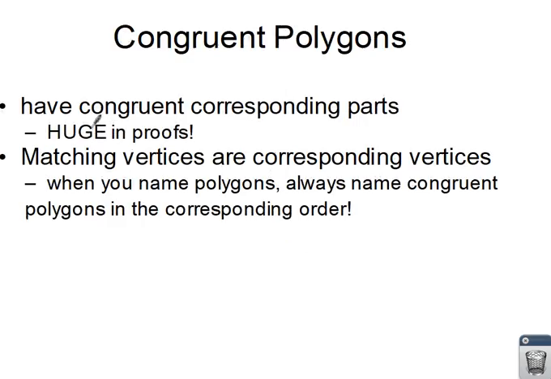Congruent polygons have congruent corresponding parts. This is kind of a big deal in proofs. That's why we can prove what we prove with these. Okay? You're going to have matching vertices, and those are corresponding. And then when we name the polygons, we're always going to name them in the same order all the way around. So right now, we're going to be doing a lot of triangle proofs, so we'll name the triangles in the same order all the way around.